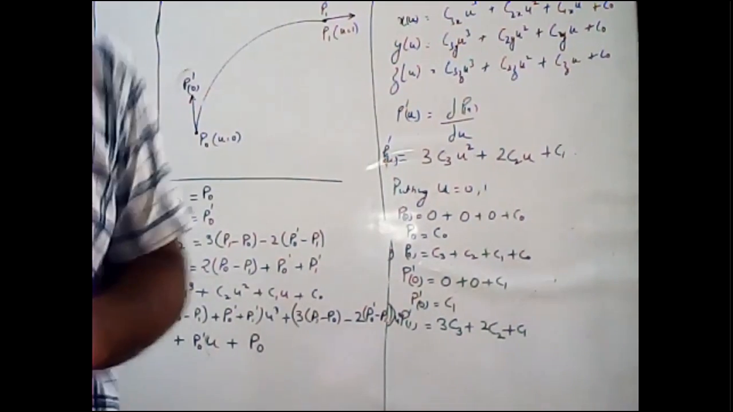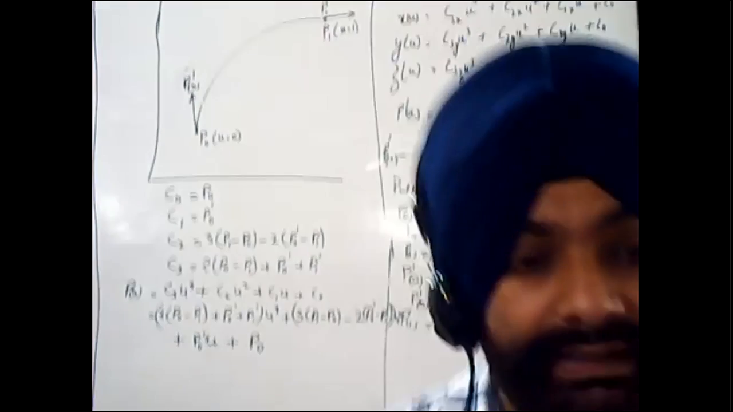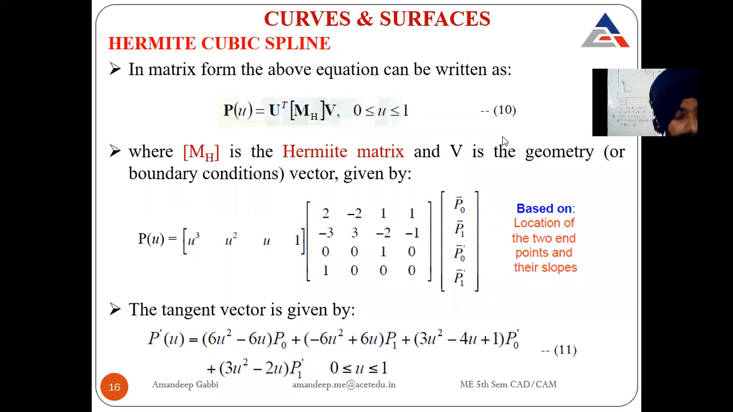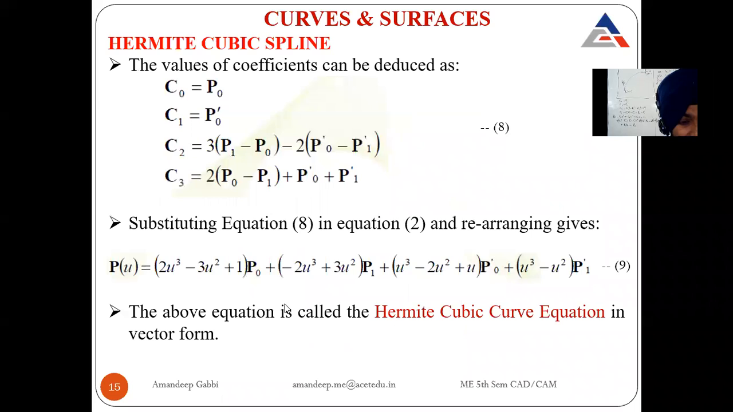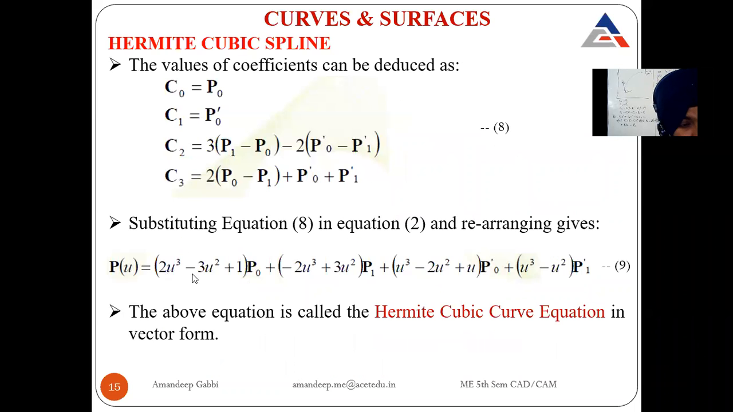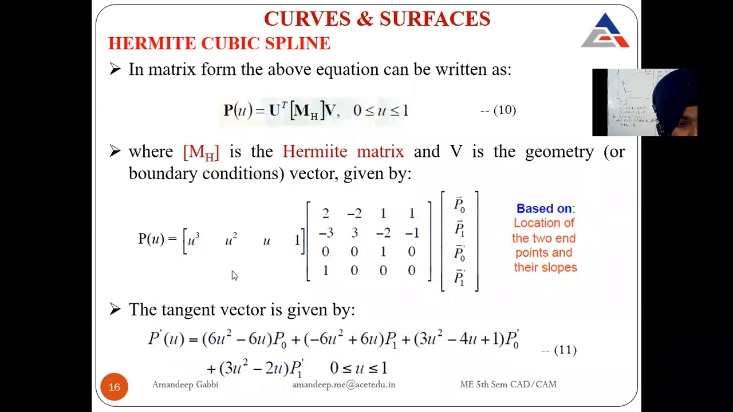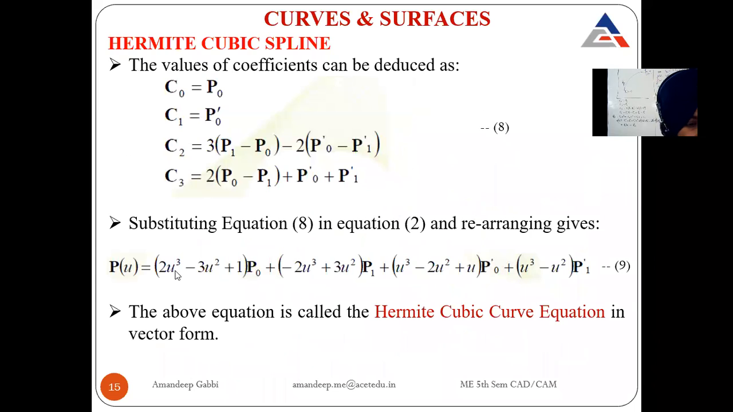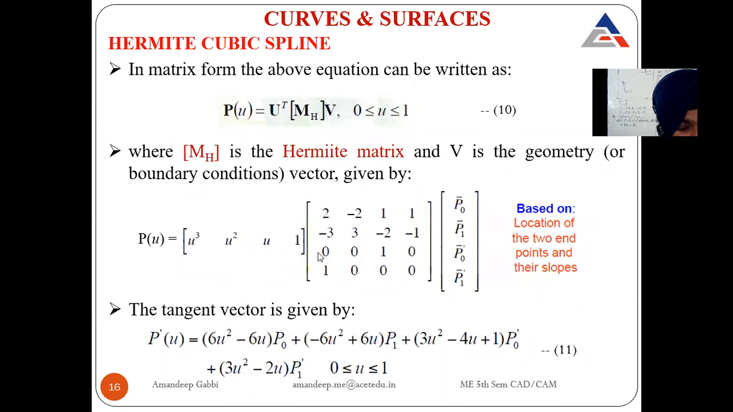So this is the article that I want to print on the board also. After this, the same equation that is there, 2U cube minus 3U square plus 1, you can write it in this form also: 2, minus 3, 1. There is no term related to U, that is why there is a 0 over here. And we have U cube, U square; there should be a U over here, that is why we have put 0 over here, then 1.